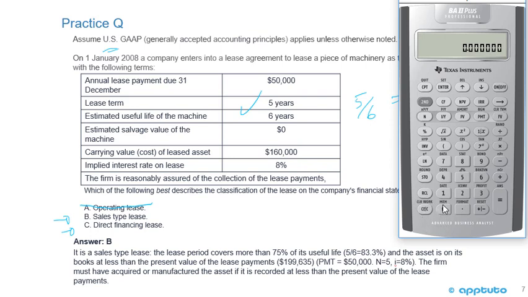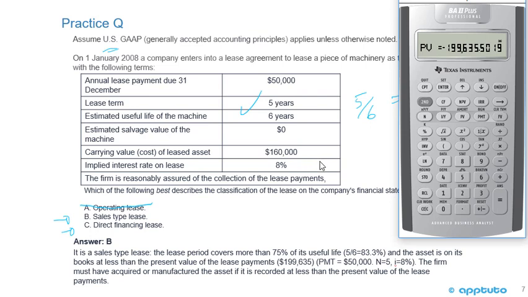And so the lease has a 0 future value. The payment is $50,000 per year. So $50,000 is my payment. The interest rate is 8%, 8 I/Y, and the lease is for 5 years, so 5 N, and we're going to compute the present value: $199,635.